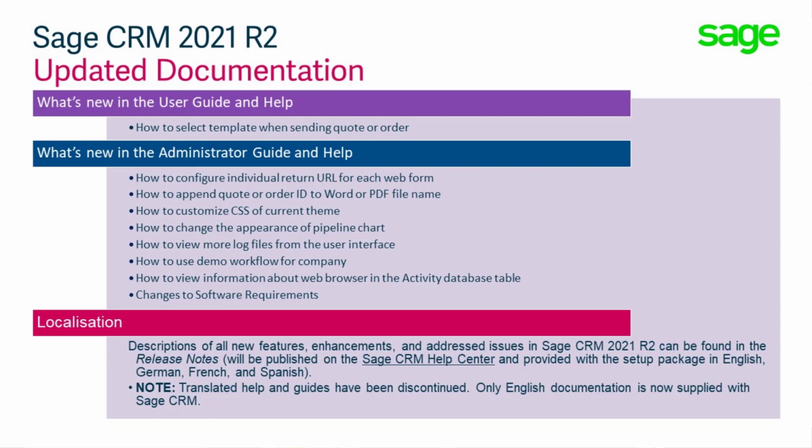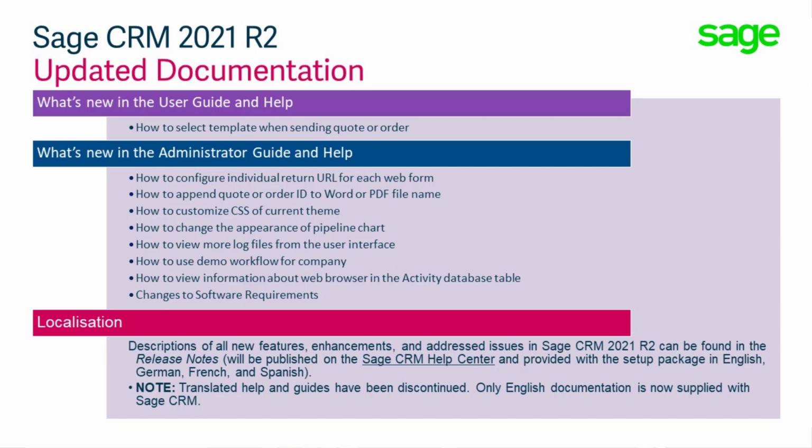each web form, how to append quote and order ID to Word and PDF file names, how to customize or override the current theme, how to change the appearance of the pipeline chart, how to view more log files from the user interface, and how to use the demo workflow for the company entity, and also how to view information about the web browser's activity in the database table. There's an expanded set of logging information made. I'll explain a little bit more about that in the presentation.